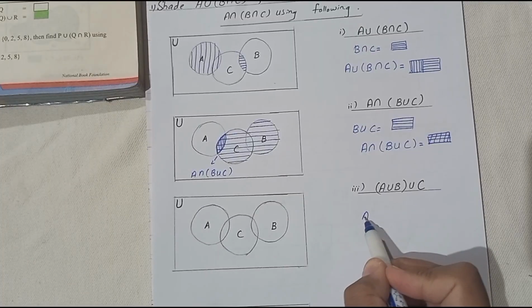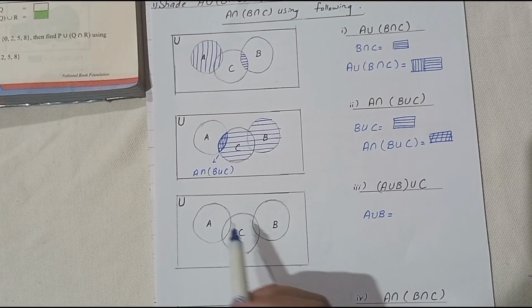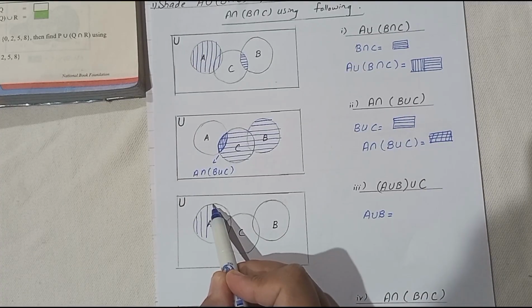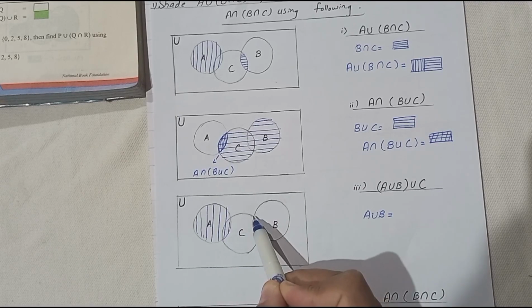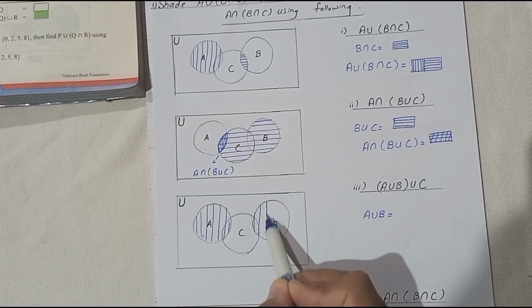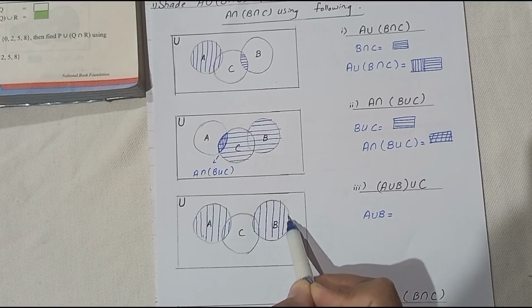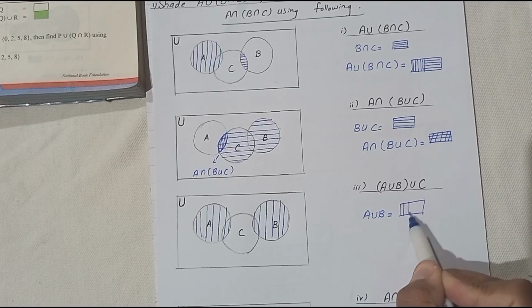Third part is A union B union C. A union B means all parts of A and B are shaded, so we shade A and B with the vertical lines. So here we will represent the shading of A union B as vertical lines.